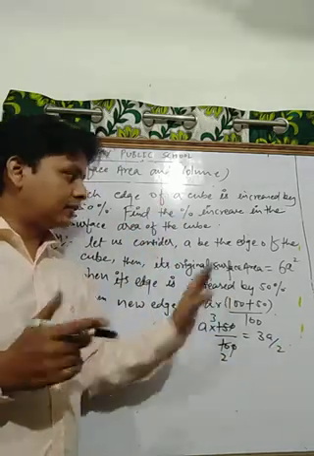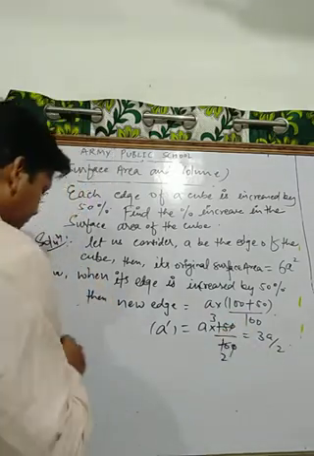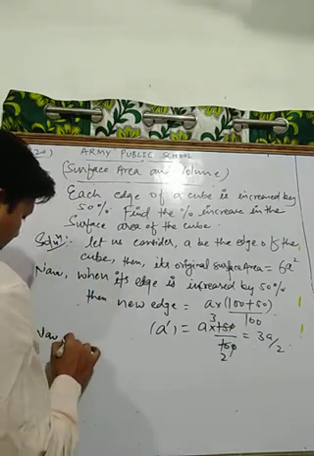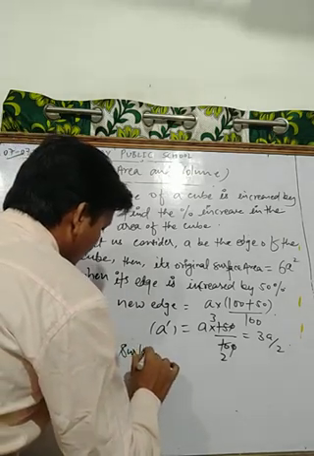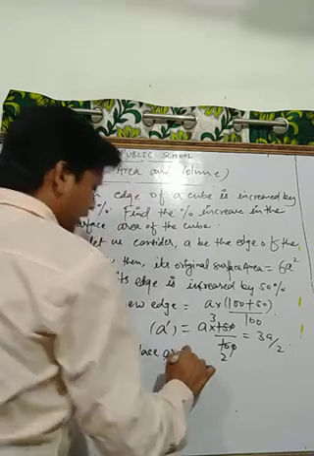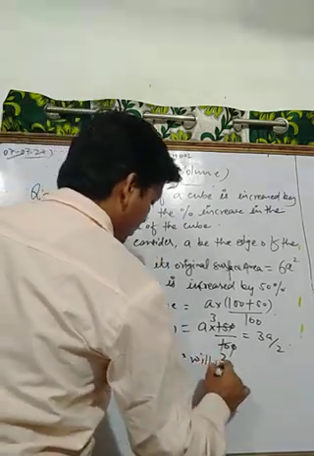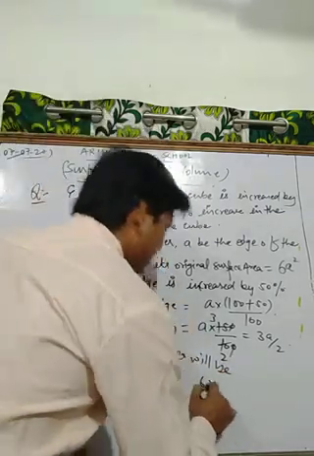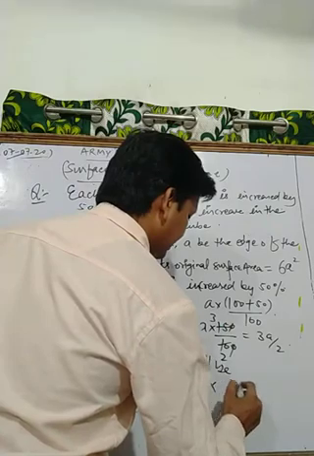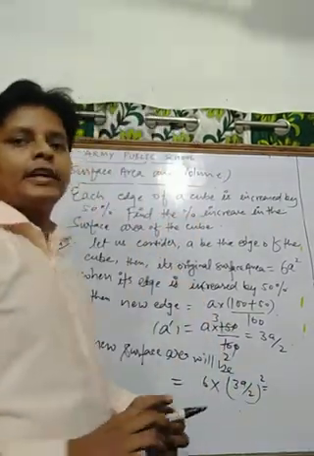Now its surface area has also changed. Its new surface area will be 6 into side square, that is 6 into its side, 3a upon 2, squared.